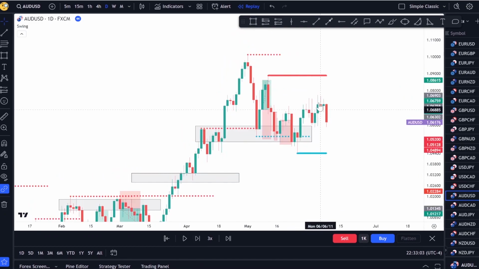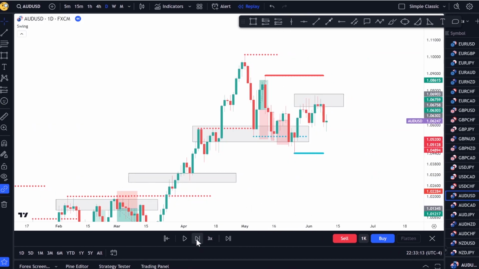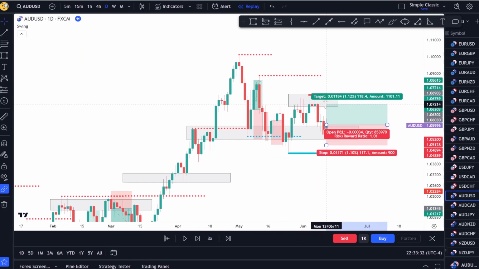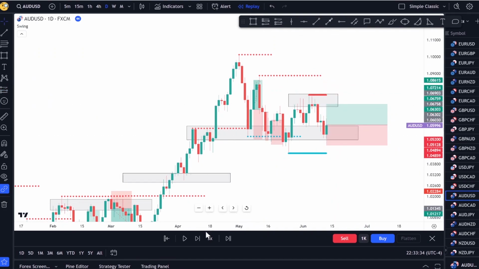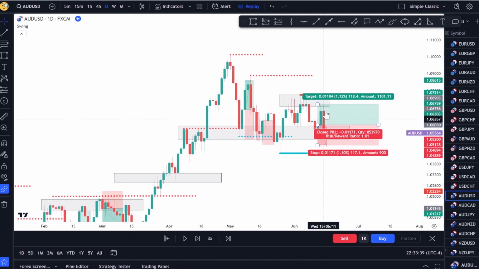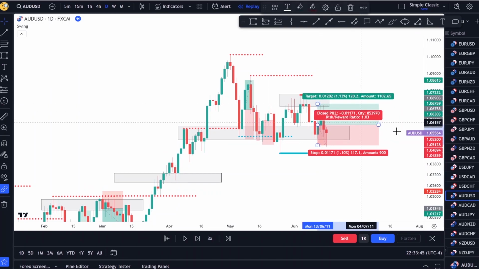Okay, we've got a bounce here, second bounce there. So we have a zone here as well. And again, it's reacting to this level. So we simply enter here again. Okay, that was just barely, barely missed that one.